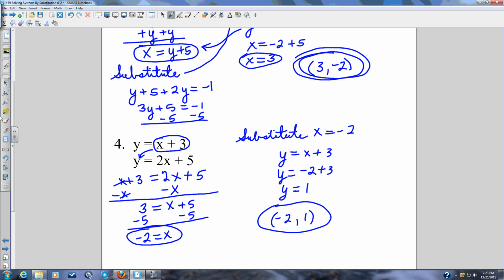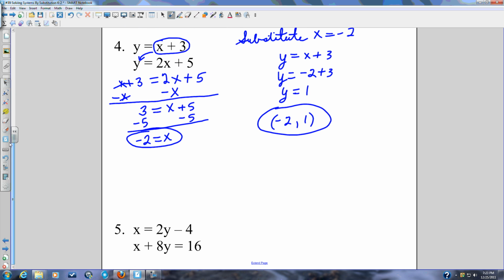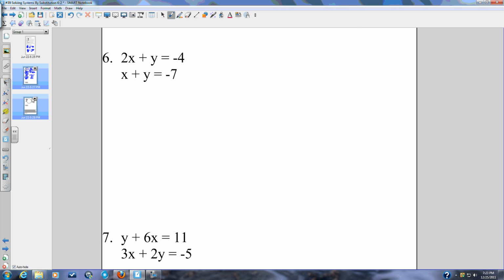Now, moving on to our next equation. Actually, number 5, I would like you to try on your own. So that's something I'd like you to try for the next class. And let's move on to the next equation on our next page.